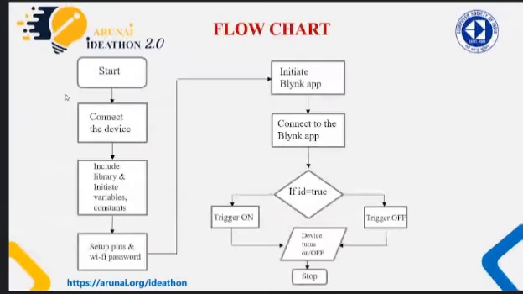This is the flowchart of our project. First we start and then connect the devices. Include the required libraries and initiate the variables and constants in Arduino IDE. Then set up the pins in the Blynk app. Then set the Wi-Fi name and password in Arduino IDE, which is given by the Blynk app. Initiate the Blynk app; if the connected device of the socket is on, we can switch it on or off.